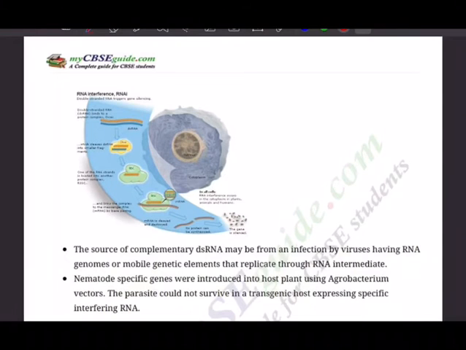The antisense RNA and the mRNA molecules will anneal to form duplex RNA molecules, or we say dsRNA, double-stranded RNA molecules. The duplex RNA molecules cannot be translated. Thus, the presence of antisense RNA will block translation of mRNA of the affected gene. So, this is how we are silencing the mRNA. That is the reason why we are calling it RNA interference.